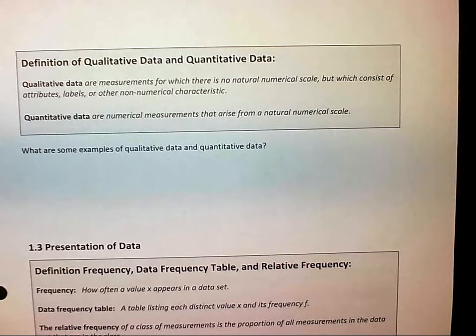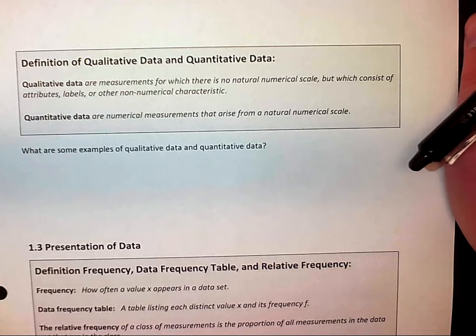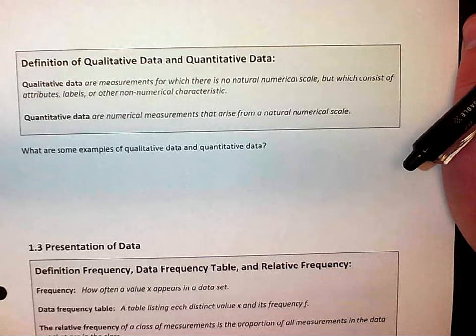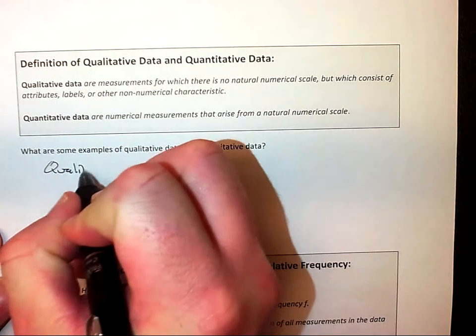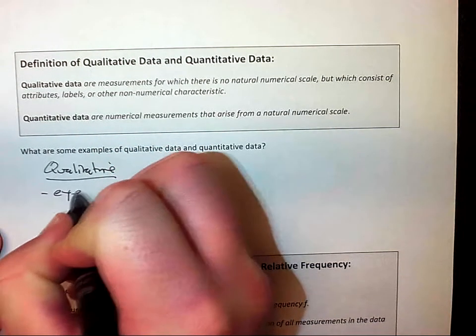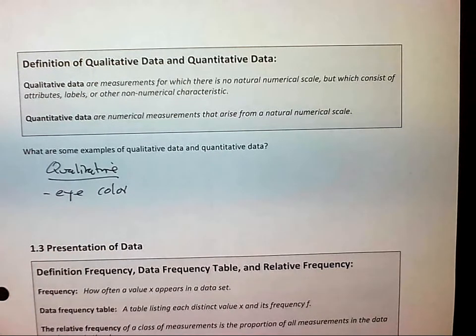All right. First off, let's talk about qualitative versus quantitative. Qualitative data is simply just data or information that is not best described by some number, right? Can you think of examples of information that is not best described by a number? Eye color. Good. What else? What else besides eye color?